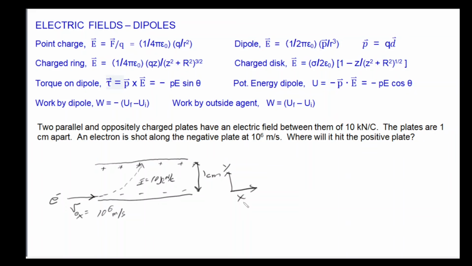Two parallel and oppositely charged plates have an electric field between them of 10 kilonewtons per coulomb. The plates are 1 centimeter apart. An electron is shot along the negative plate at 10 to the 6th meters per second. Where will it hit the positive plate? So basically what we're dealing with is projectile motion.